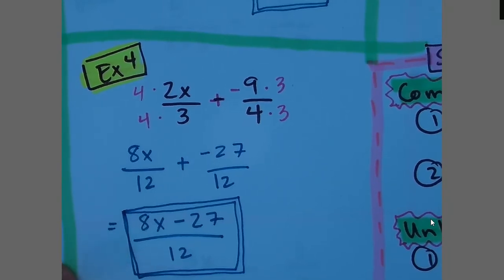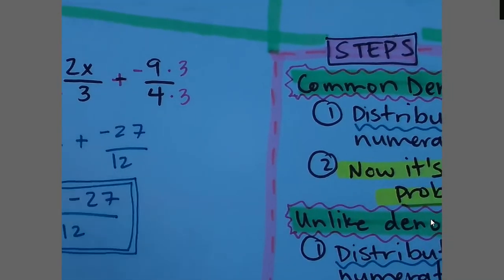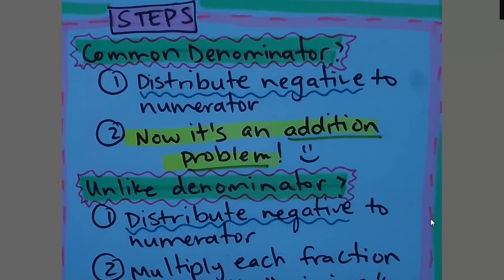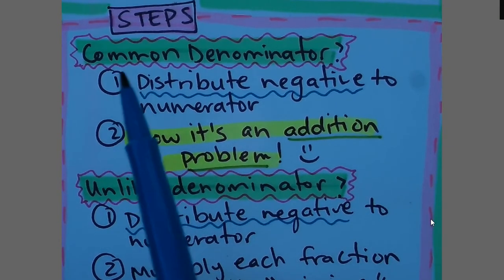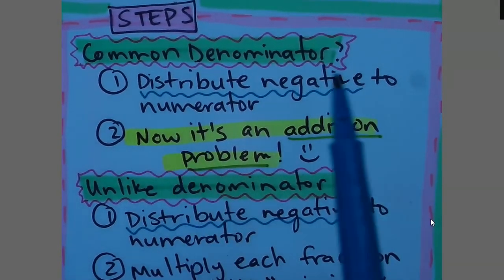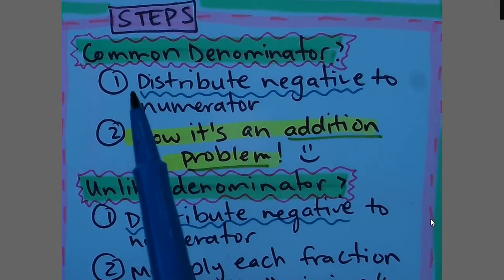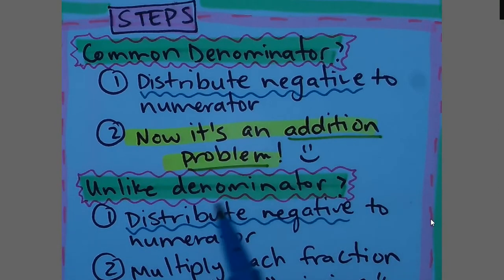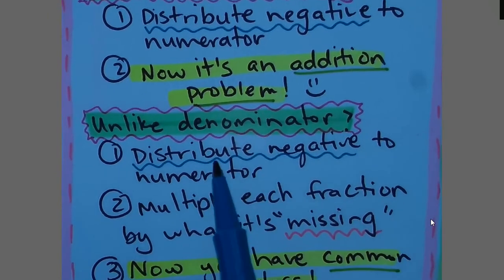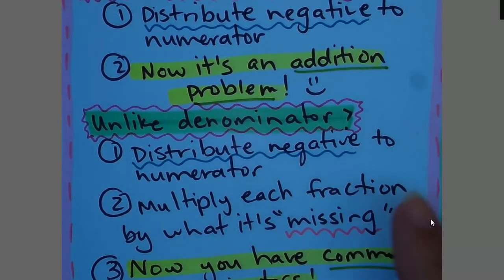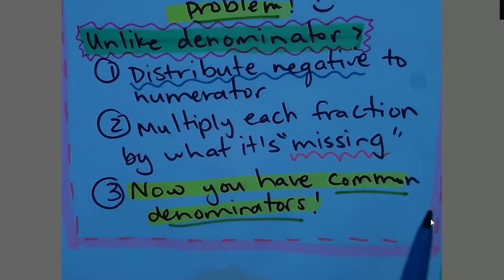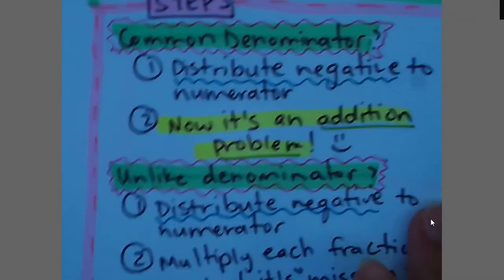Okay, so let's go ahead and look at some steps. If this helps you, then good. If not, then you can just skip the rest of this, but this is a quick little reference if you get lost. If you have a common denominator, you go ahead and distribute the negative to the numerator. Notice I put distribute because you might have more than one term. Now it's an addition problem, so you can just treat it exactly like we did yesterday. Same thing. If you don't have a common denominator, still distribute the negative first, then multiply each one by what it is missing. Okay, and now you have common denominators, so now you can just treat it like an addition problem.